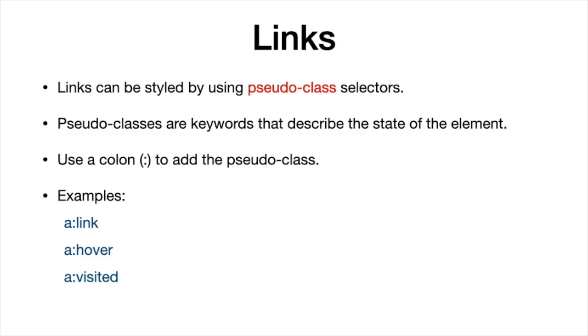So the link pseudo-class is used to select links in our document. The hover pseudo-class is used to select links that we are about to click. So when the cursor is placed over the link. The visited pseudo-class is used to select links that we have already seen.